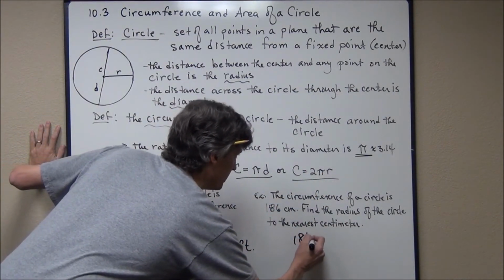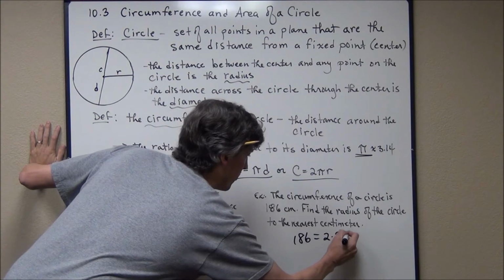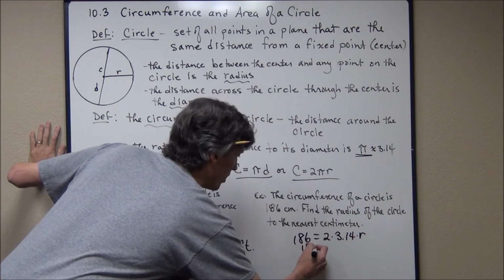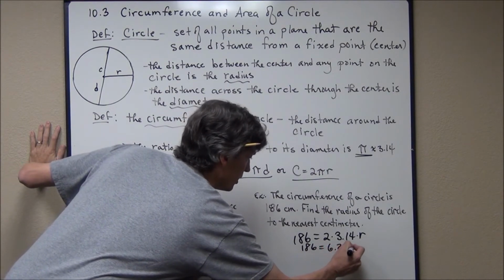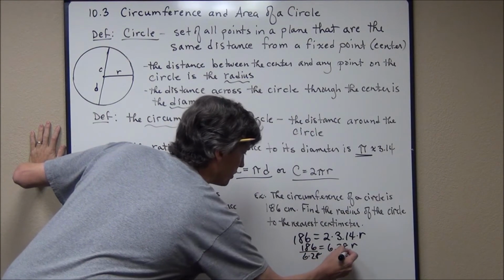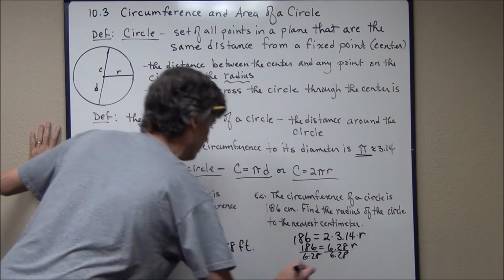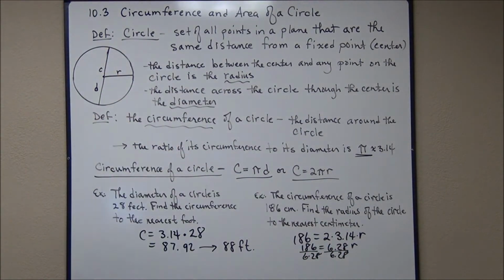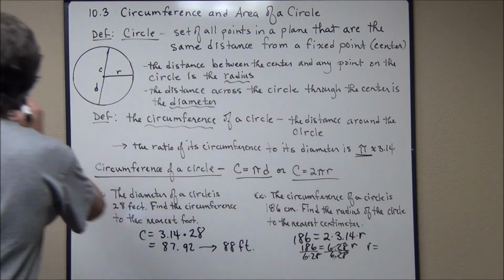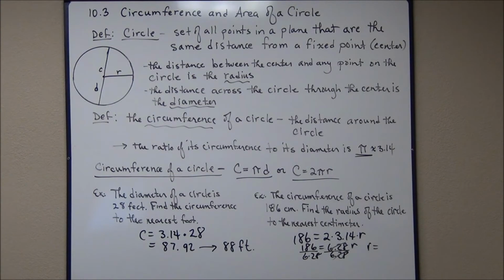So I get 186 equals 2 times 3.14 times r. Now 2 times 3.14 is 6.28 times r. So I'm going to divide both sides by 6.28. Hopefully you can still see this. I didn't go too low on the screen there. And if I divide, and again it's time to grab my calculator. Those are going to cancel. I'm going to get r equals, so I get my calculator. I take 186. I divide it by 6.28.